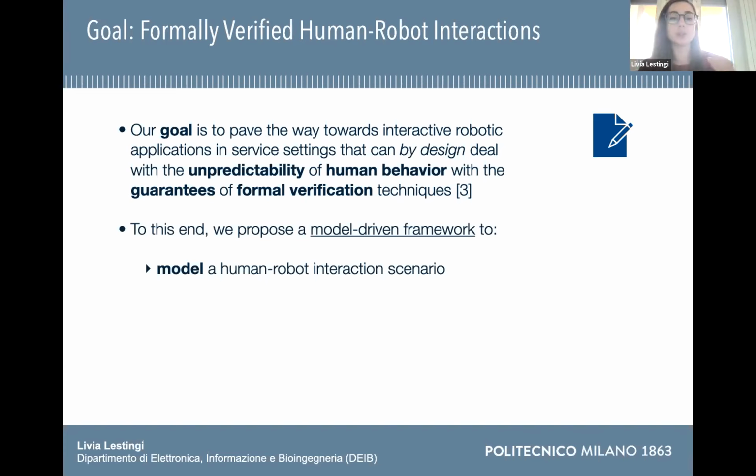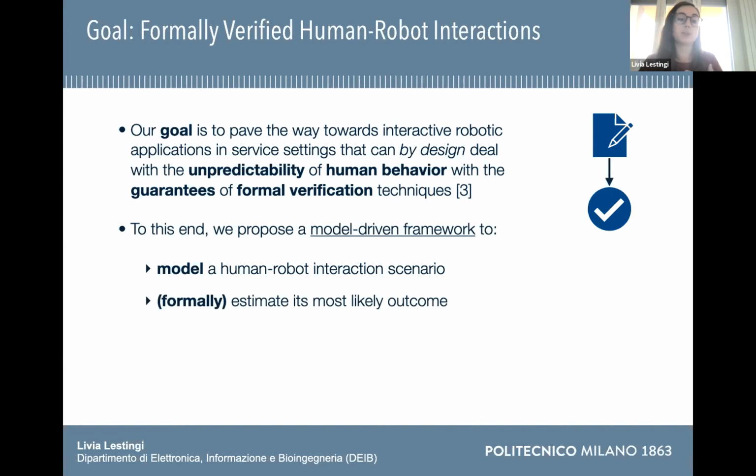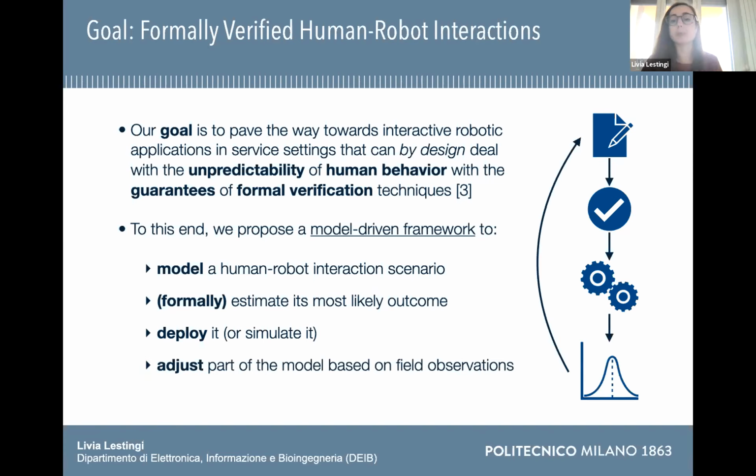In the rest of my presentation, I will introduce each of the contributions of my framework in more detail. To give you a quick high-level overview, the entry point of my framework is a model of the interactive scenario, so the human-robot interaction scenario. We put the model through verification, so we exploit verification techniques to estimate the most likely outcome of the scenario. If the results are found to be satisfactory, the application can then be either deployed or simulated. So it moves forward to runtime. And finally, we exploit the data collected at runtime to automatically adjust part of the model and iterate the procedure if this is found to be necessary.